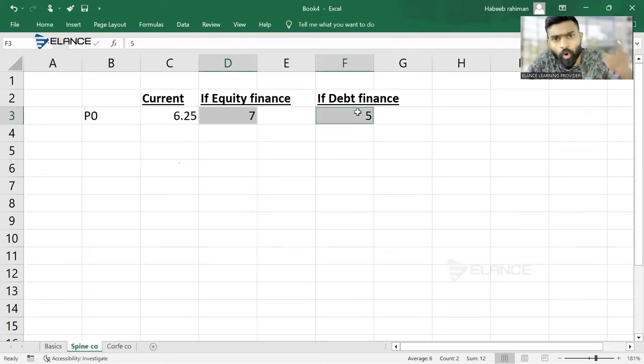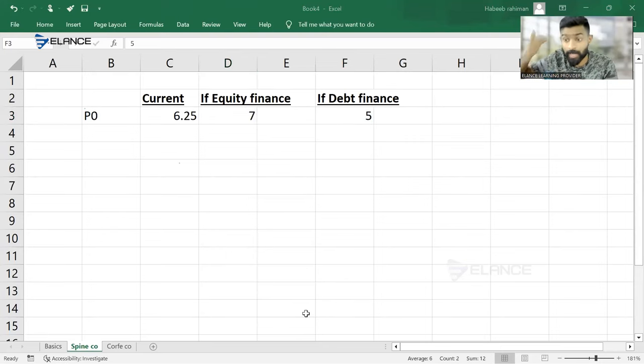What will be your answer on financial grounds, on financial basis, what will be your recommendation? We should go for equity finance or we should go for debt finance? What will be your comment? Our objective is to increase shareholders' wealth by increasing their share price. What will be our recommendation if the share price is 7 and 5 respectively for equity and debt finance? We will definitely recommend equity finance since the share price is more.